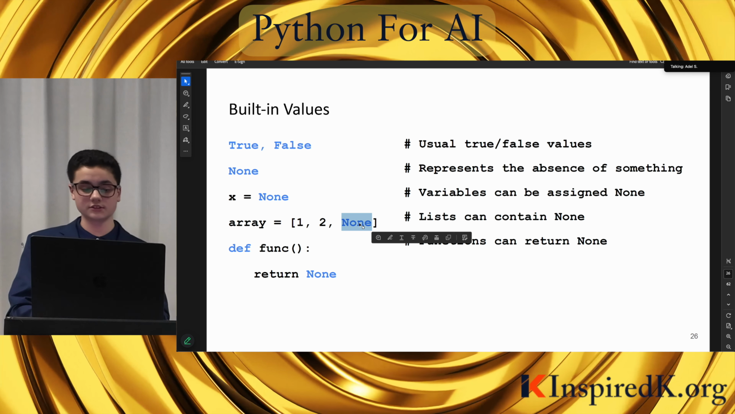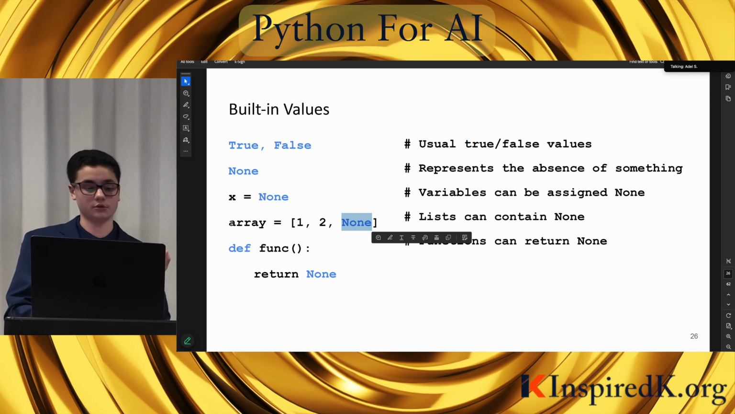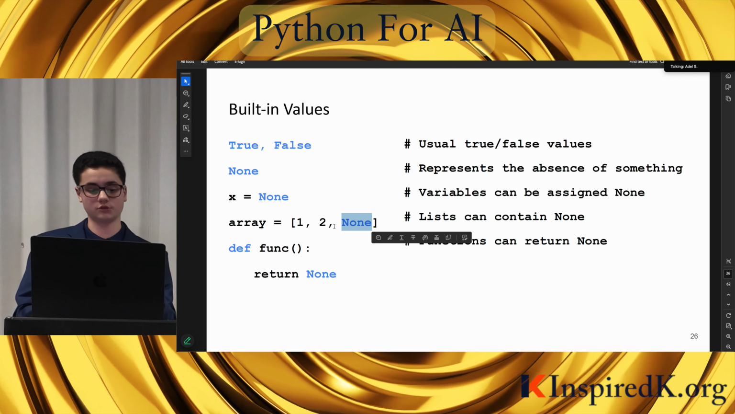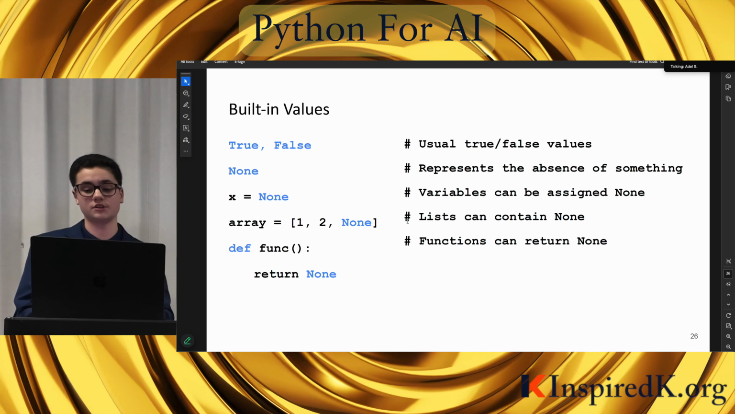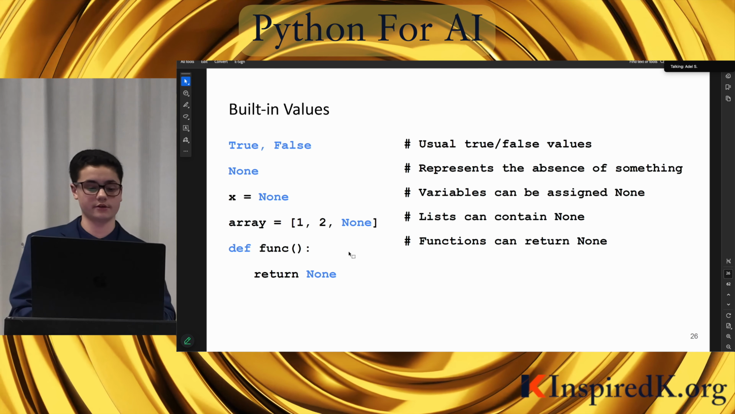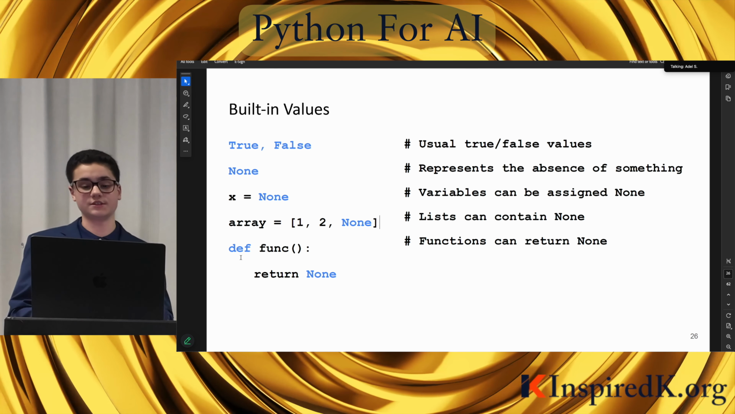We can also have lists that contain the value none. So if we have an array equal to the integers 1 and 2, as well as none, this code will work fine without any errors. Additionally, we can define functions using the syntax def, the name of the function, parentheses. If we have any inputs, we can put them in those parentheses, then a colon, and an enter with indentation for all of the lines inside of the function, as well as the return statement to return the value of none.